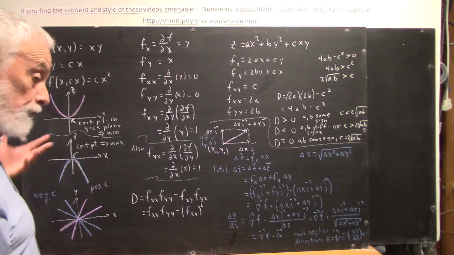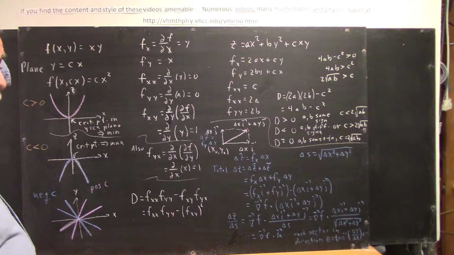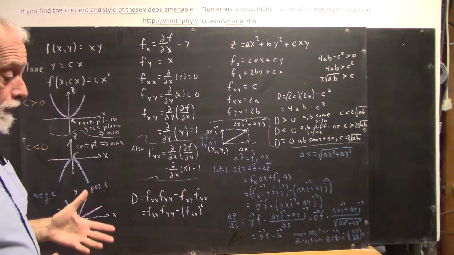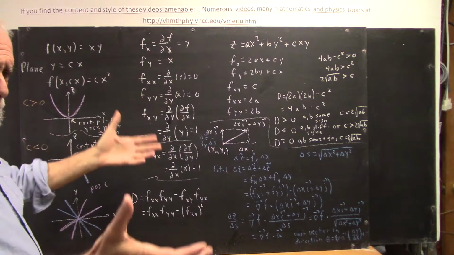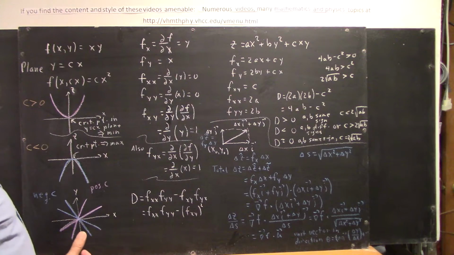We've looked at this function previously. We look at the function f of xy equals xy, and we ask ourselves, where's this function going to have the greatest value? Where's it going to have the least value? What's its behavior going to be like?